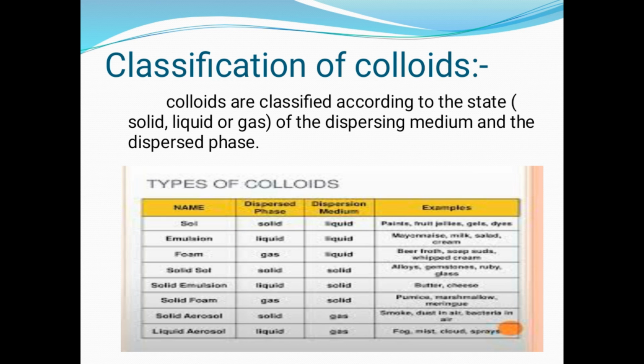If the dispersed phase is gas and the dispersion medium is liquid, it is known as foam, which we see in our regular houses. If both are solids, it is known as a solid solution. If the dispersed phase is liquid and the dispersion medium is solid, it is known as a solid emulsion. If the dispersed phase is gas and the dispersion medium is solid, it is known as solid foam. If the dispersed phase is solid and the dispersion medium is gas, it is known as a solid aerosol. And if the dispersed phase is liquid and the dispersion medium is gas, it is known as a liquid aerosol.